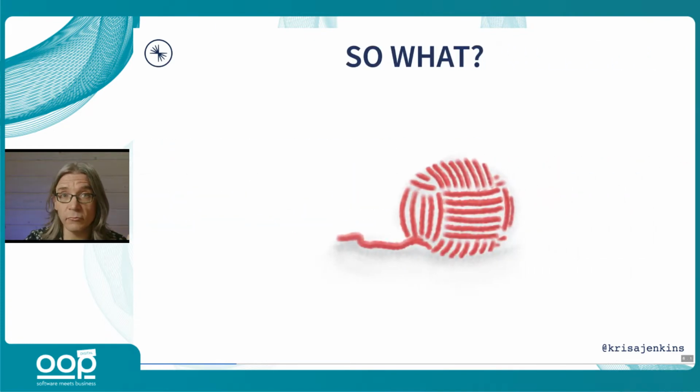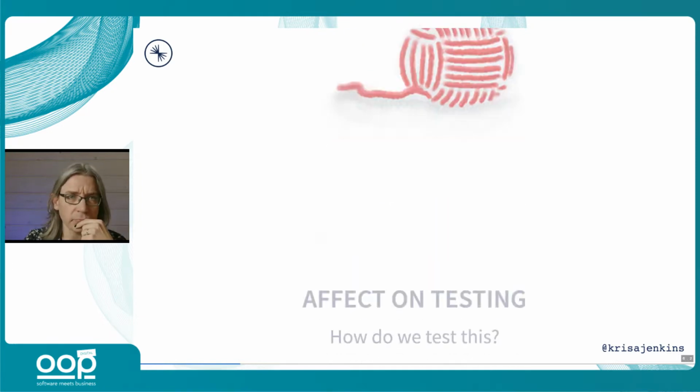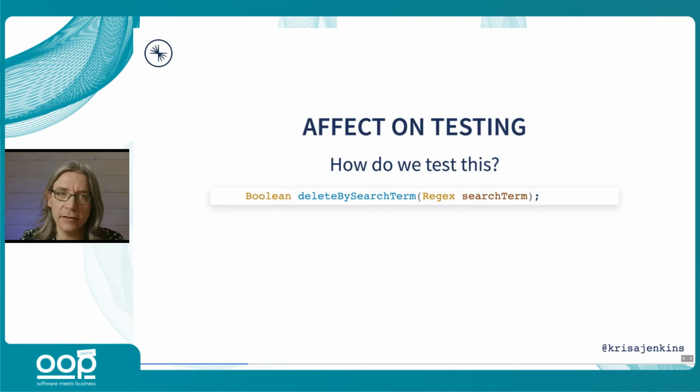So what? Does that matter? Yes, it does. Let me explain why. For a good way into understanding why this really matters, consider testing. How do we test some code like this? Delete by search term: regex as input, Boolean as output. You can't test this code. You absolutely cannot test code like this unless you crack it open and look at the source. There is no way to check the behavior of this code without understanding its hidden inputs and hidden outputs.